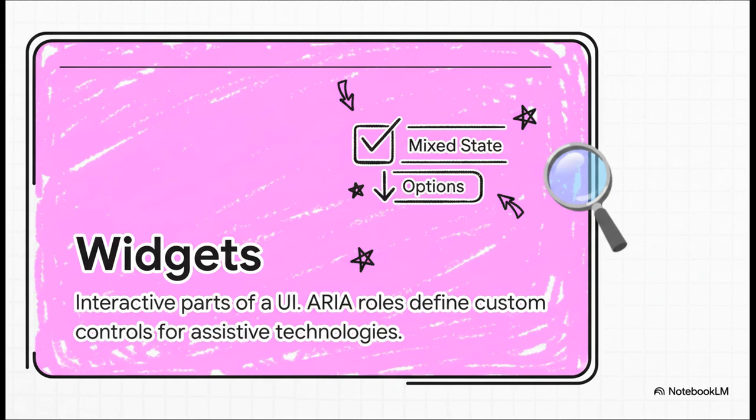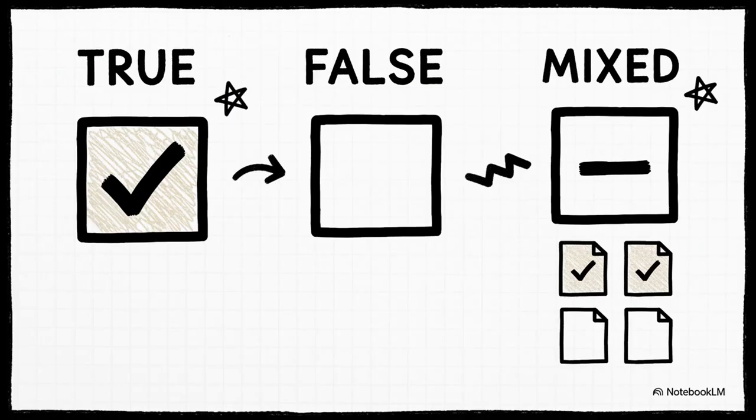A perfect example is the checkbox, because ARIA can take it to a whole new level. Okay, check this out, because this is where it gets really cool. A normal HTML checkbox is pretty simple, right? It's either checked or it's not. True or false. But look at that third option ARIA gives you, a mixed state. Now, why would you need that? Well, think about a select all checkbox in your email. If you've only checked some of the emails in the list, that main checkbox can show this mixed or partially checked state. It's a level of detail that native HTML just doesn't offer.